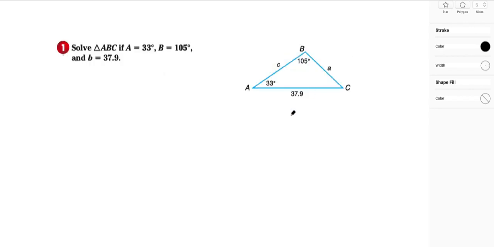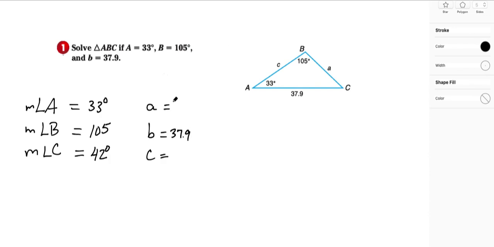Example 1, we're going to solve this triangle, and we remember that solving a triangle means finding all the information about it, the angles and the sides. So solve the triangle if angle A is 33, angle B is 105, and the side opposite angle B is 37.9. I like to write a chart like this whenever we're solving a triangle. The first thing I did was solve for angle C just because it's so easy to do, recognizing that the sum of all the angles in a triangle is 180 degrees.